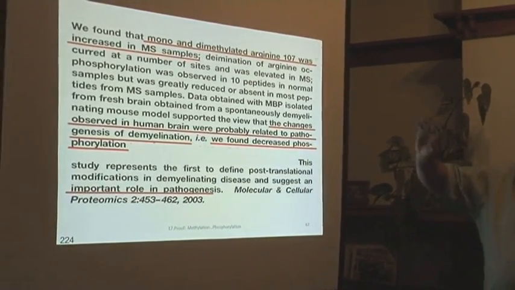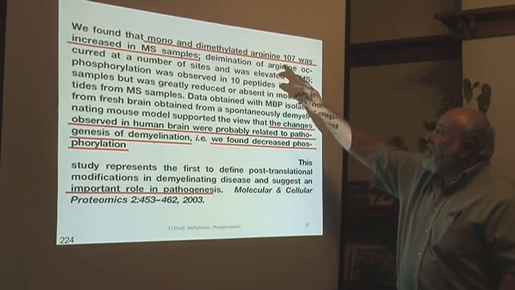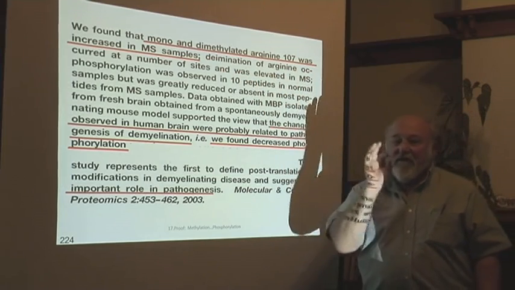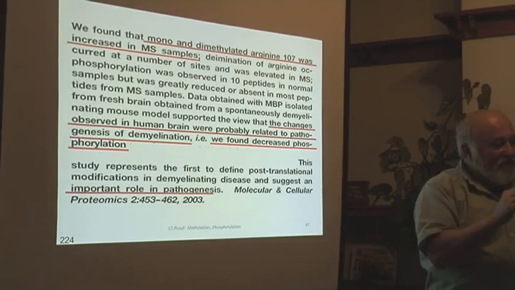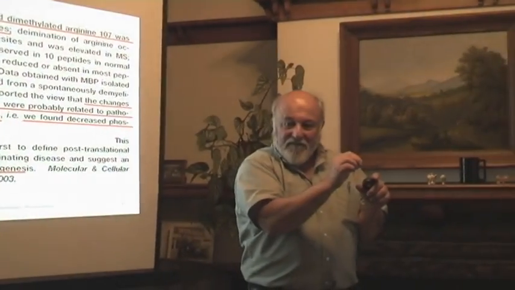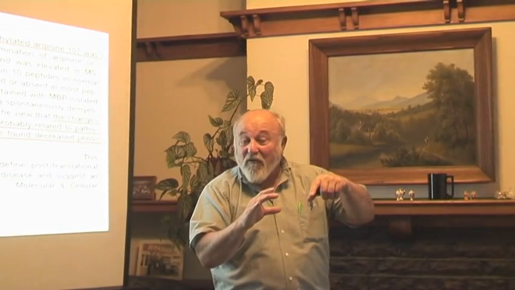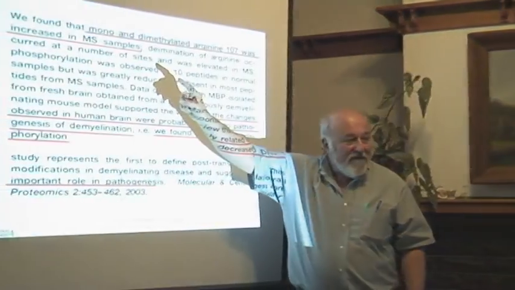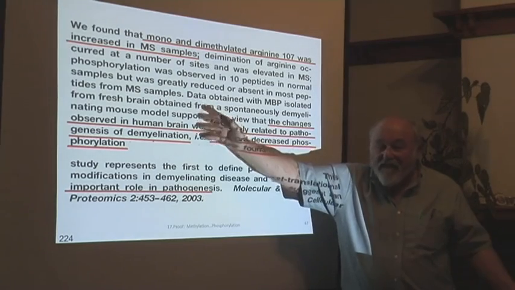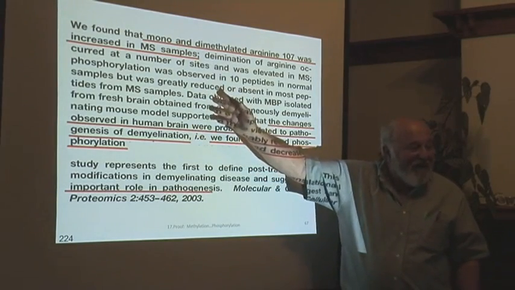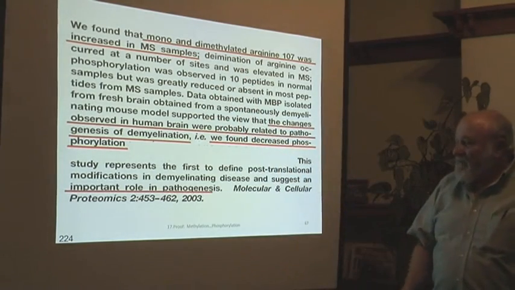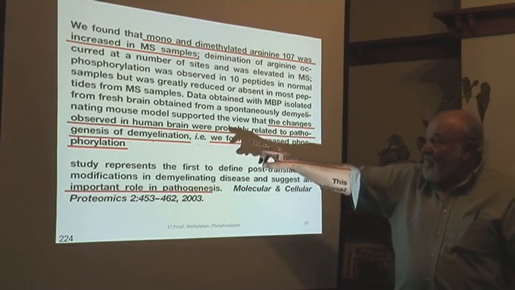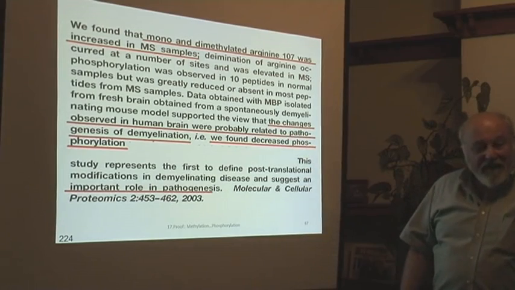We found that mono and dimethylated arginine 107 was increased in MS samples. What that means is that in MS samples, the methylation, that's monomethylation and dimethylation. So in other words, an arginine molecule had been attacked by one formaldehyde or two formaldehydes, and it stuck, therefore modifying it, increased in MS samples. Well, that's what I would look for. What does that show? It shows that formaldehyde is the only thing that can do that. So somehow this has been modified by formaldehyde. The changes observed in human brain were probably related to pathogenesis of demyelination.